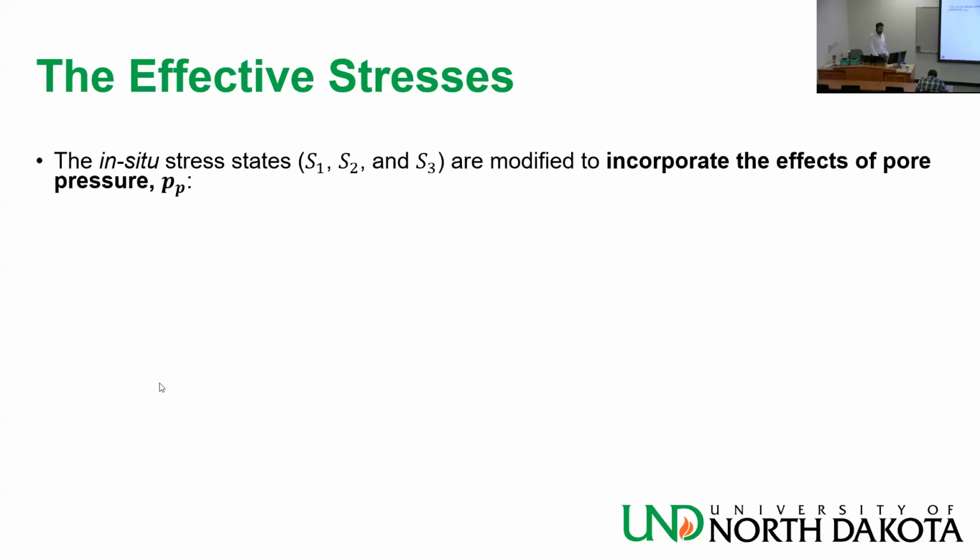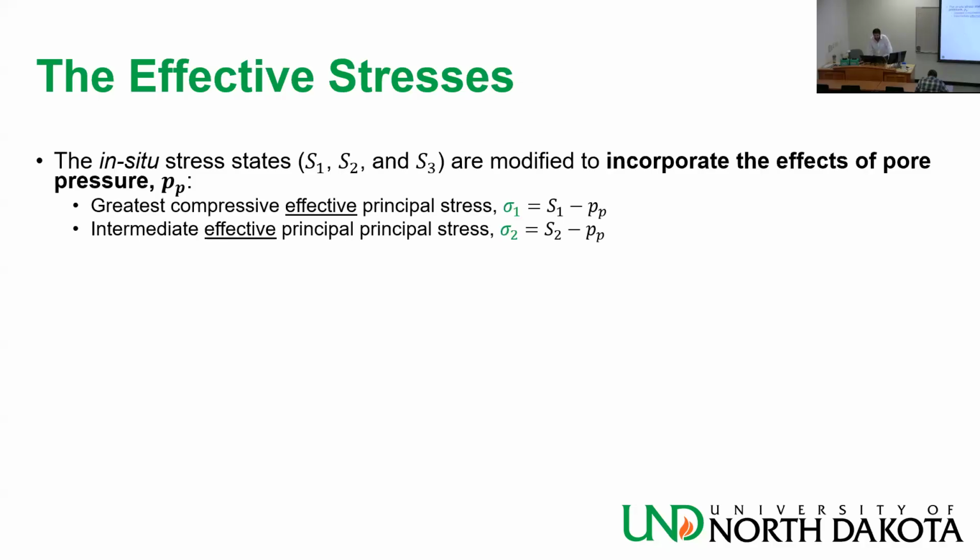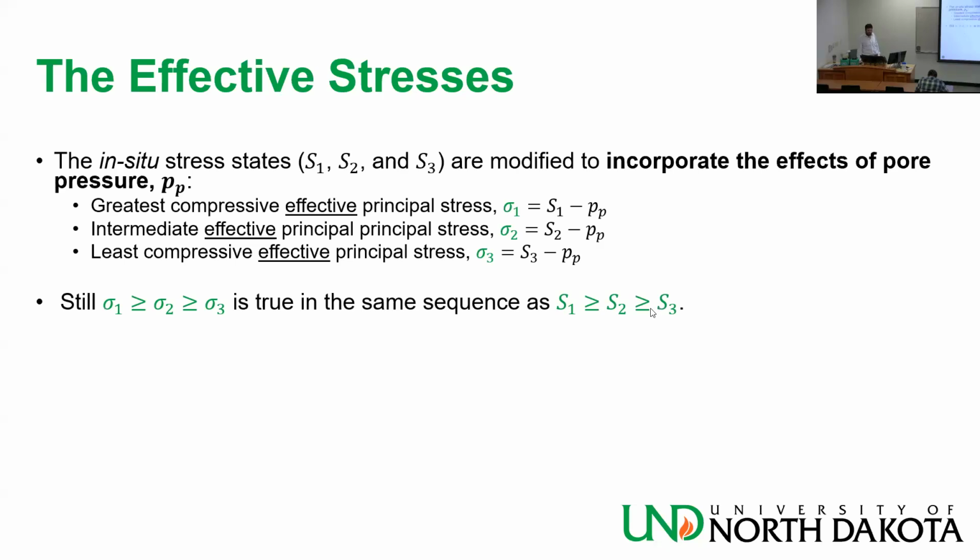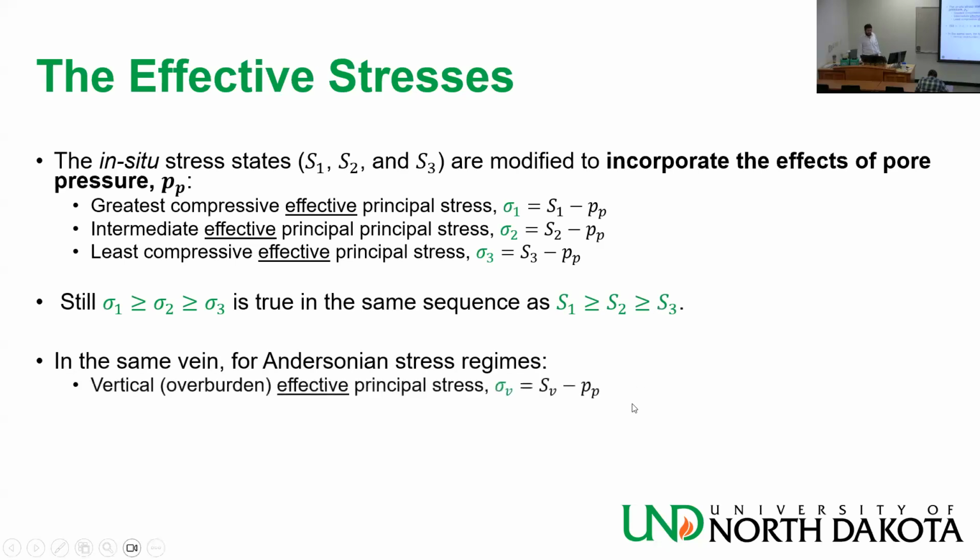Then we said, how do we incorporate pore pressure in these equations? And we said, okay, pore pressure acts in every direction. So we are going to have pore pressure subtracted from each of the principal stresses. It led to a new set of terms given by the Greek letter sigma. S became sigma. Sigma incorporates pore pressure. So sigma i is Si minus Pp.